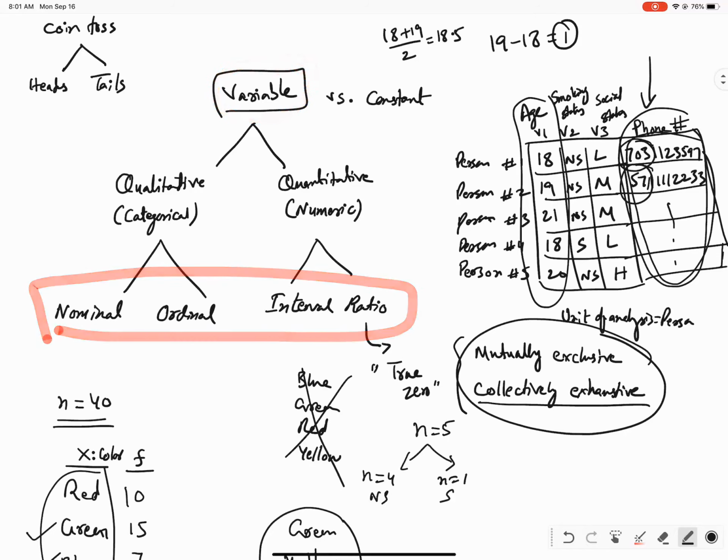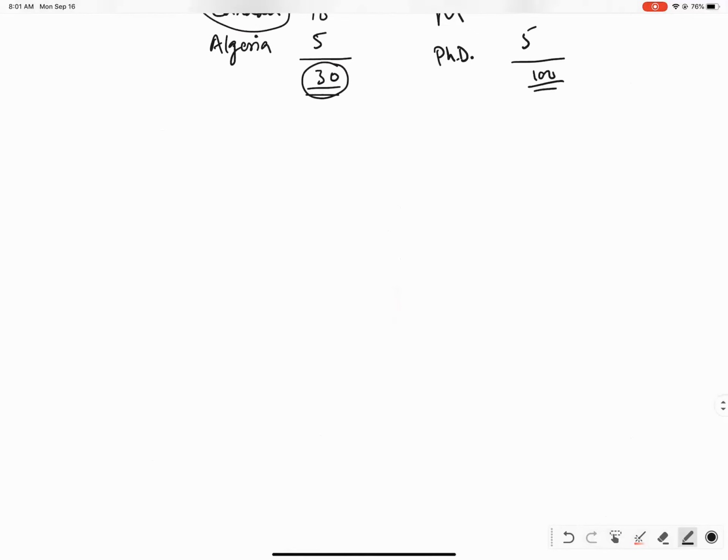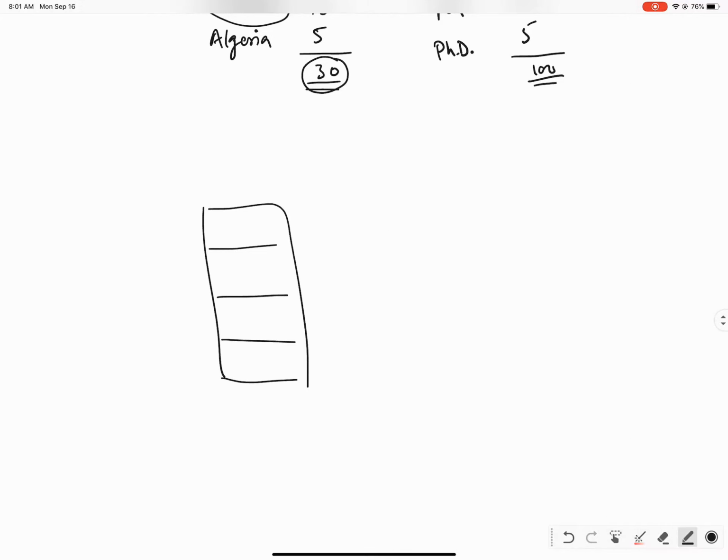So we were talking about the ratio variable, and we said that a ratio variable has something called the true zero. Let's take a look at some examples of true zero. So here I have an example where we are looking at the age of individuals in our sample. So we have person number 1, person number 2, person number 3, and 4 individuals in this column.